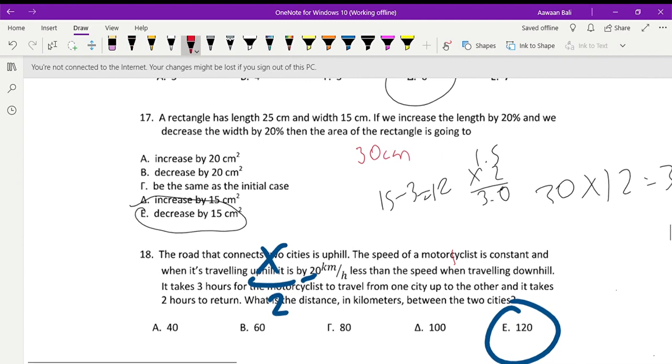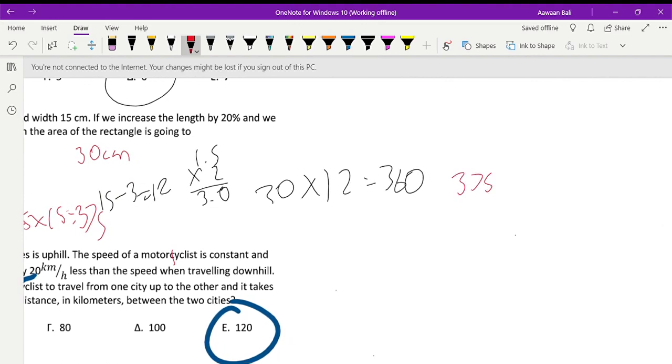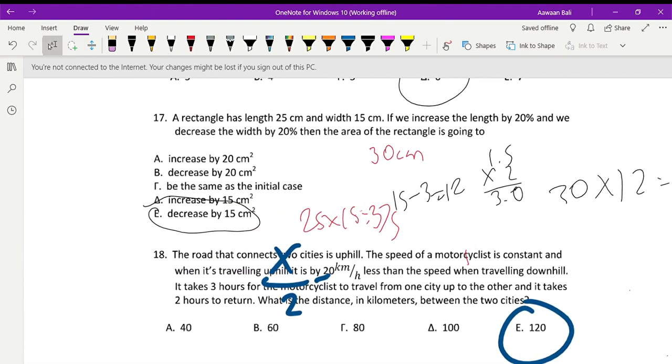So now if we check this, if we can directly find the answer, so 25 times 15, so how many hundreds would be there? So 15 divided by 4 would be 300. So 25 times 15 will be 375. When you look at 375 and 360, it is decreased by what amount? If you find the difference, it would be 15. So therefore, the answer is eta. It would decrease by 15 centimeters squared.